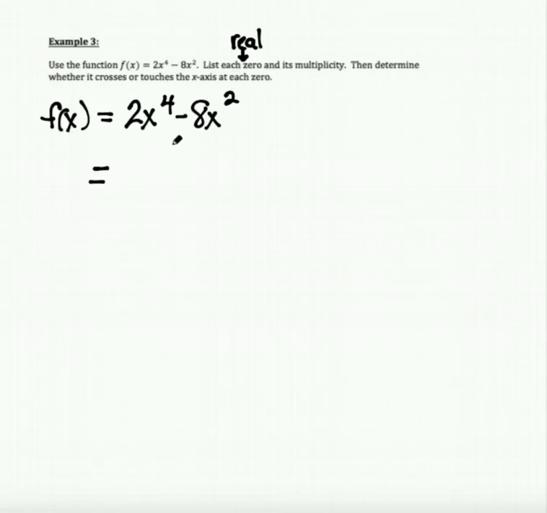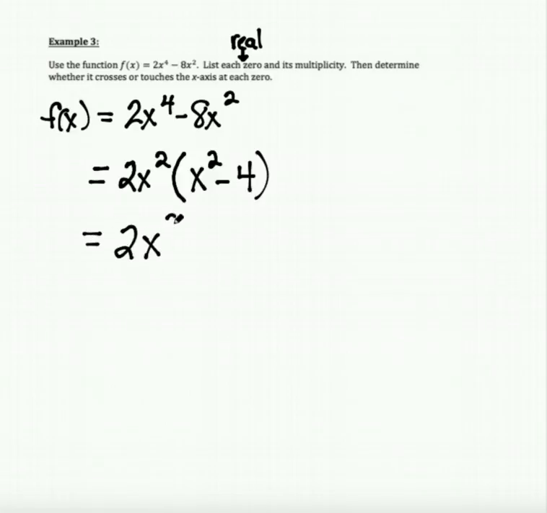Now, the first thing you always want to try to do when you're factoring is pull out a greatest common factor. In this case, my greatest common factor is 2x squared. So I'm going to go ahead and factor out a 2x squared, and that leaves me with x squared minus 4. Now I look at this and see if I can factor a little bit further, and I can. So that leaves me with 2x squared. Now this x squared minus 4 is a difference of squares. So it factors to x plus 2 and x minus 2. Please refresh on factoring a difference of squares if you don't remember that.